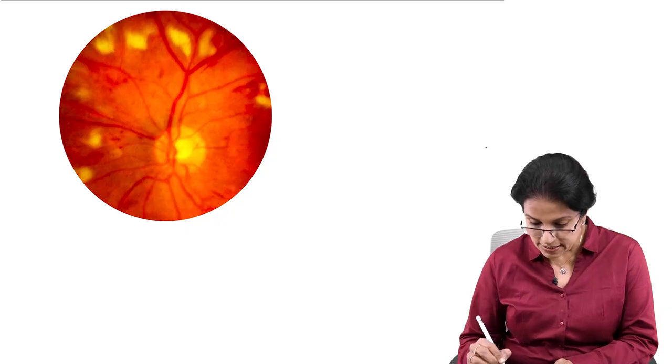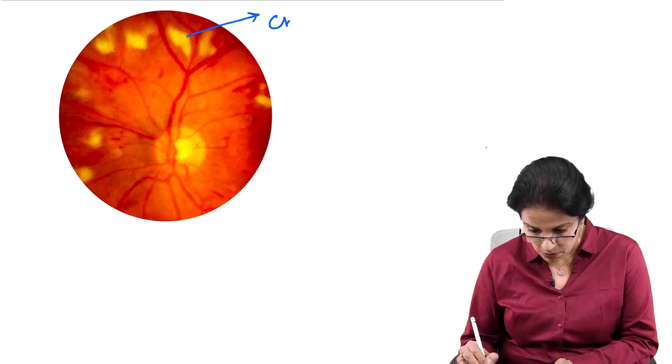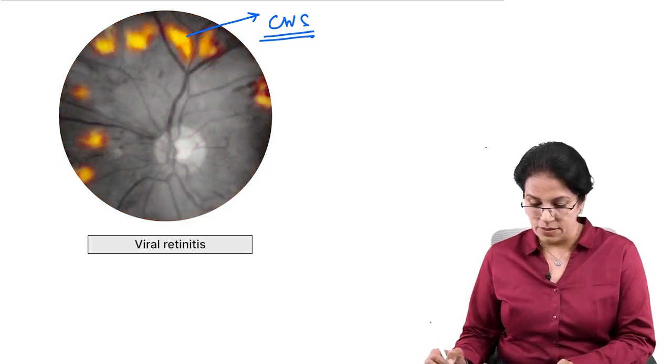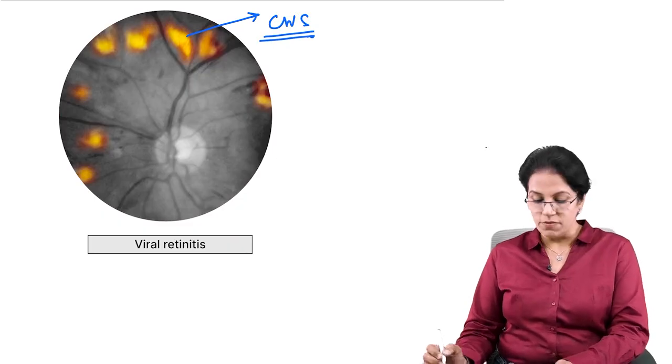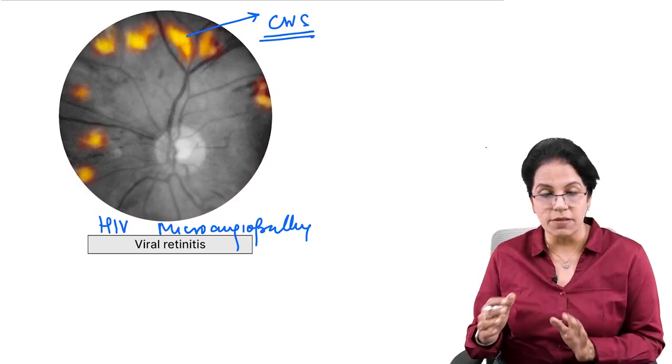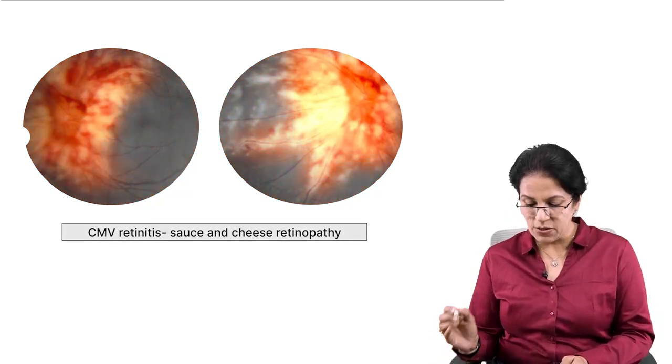Okay, before that, let's have a look at this one. What is this? Can you see these multiple cotton wool spots? So, we are looking at microangiopathy, HIV microangiopathy. So, these are the multiple cotton wool spots. Okay, so this is your HIV microangiopathy with multiple cotton wool spots. And what are we looking at here? Can you see this? This is your sauce and cheese.